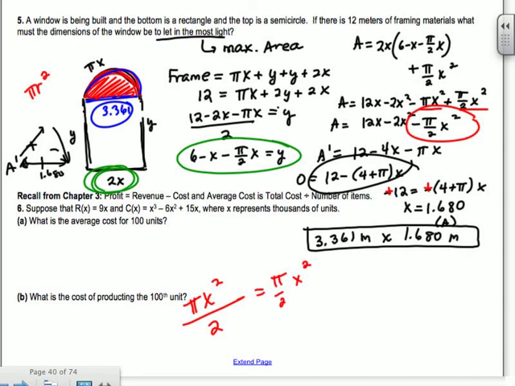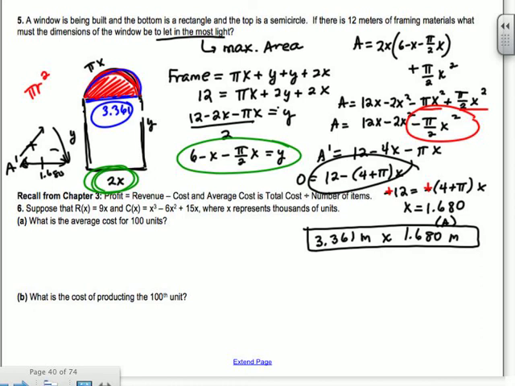All right, so some more profit stuff. Okay, so profit equals revenue minus cost. And average cost, remember, was your total cost divided by your number of items that you had. Remember all this? So we have some more problems like this. Suppose that your revenue is 9x and your cost is x cubed minus 6x squared plus 15x, where x represents thousands of units. So what is the average cost for 100 units?